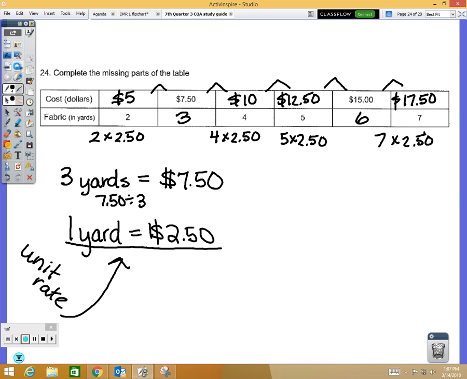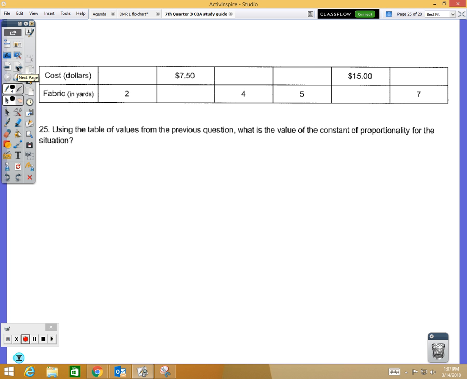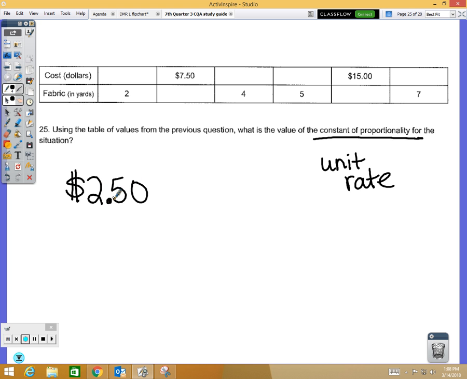All right, question number 25. Using the table of values from the previous question, what is the value of the constant of proportionality? This is just asking you, again, that unit rate, that it's $2.50 for what? 1 yard. $2.50 for 1 yard. That's all it's wanting to know. So it's something that you already had to find in order to complete the table.